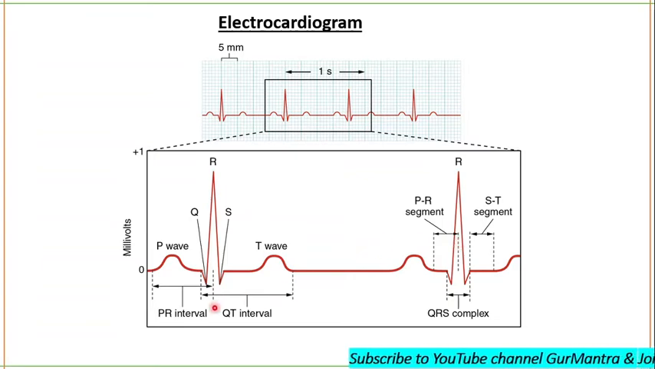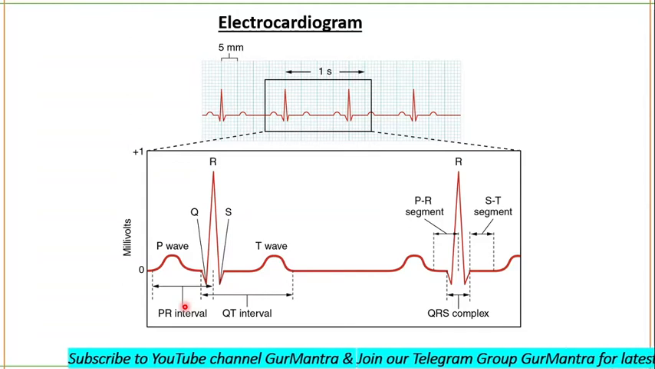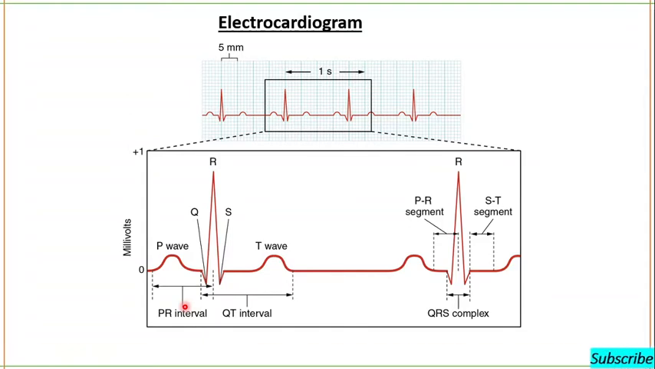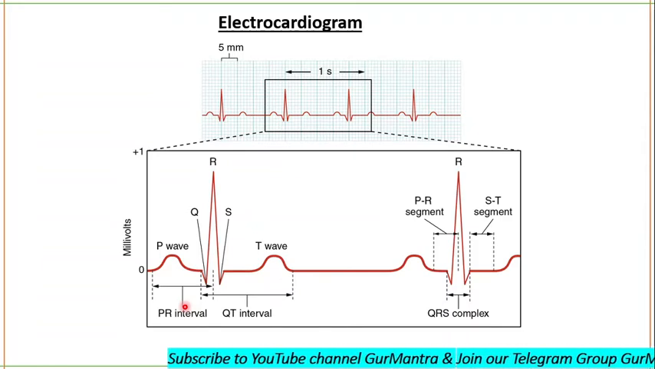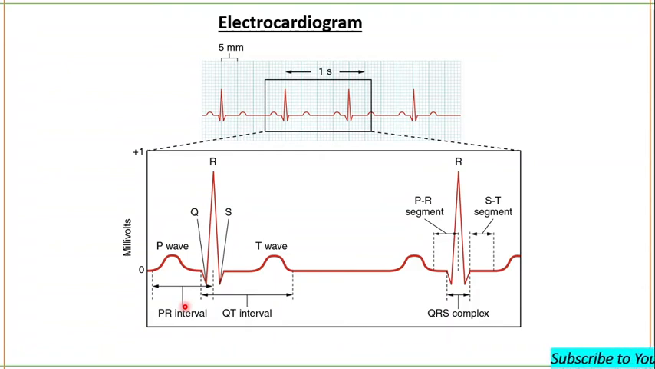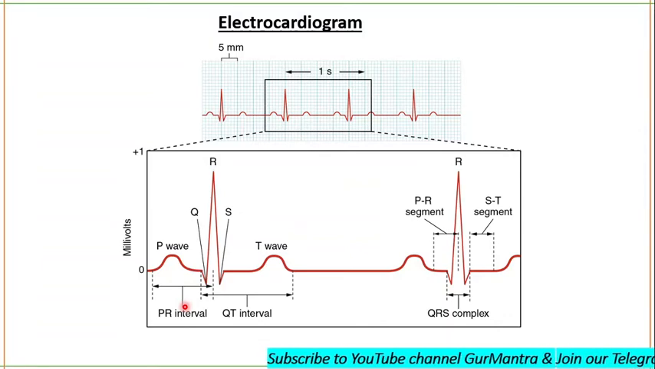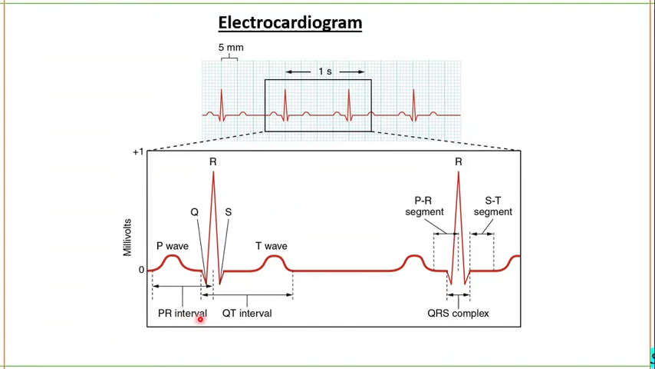And remember, the PR interval shortens at high heart rates, like when you are exercising, and it will be longer when heart rates are lower. For example, when you are sleeping, your heart rate is comparatively slower, so the PR interval is longer, while when you are exercising, the PR interval is comparatively shorter.